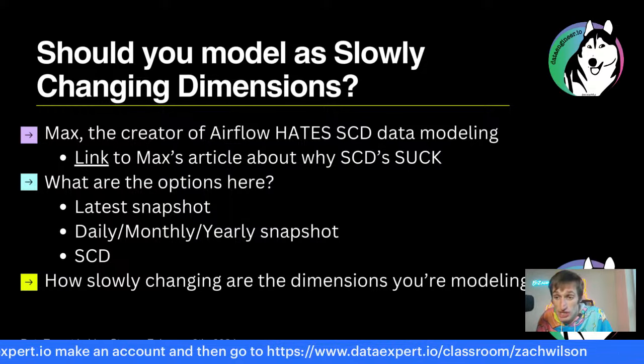SCD type two is the gold standard SCD. One of the things to remember about SCD type two is that it is what Airbnb uses. At Airbnb, when you are building out a gold standard pipeline, they have this thing called the Midas process that creates gold pipelines that are very, very high quality and highly trusted. When you're building an SCD pipeline, the only acceptable SCD modeling they will allow is SCD type two. The way SCD type two works is you have a history log of everything.